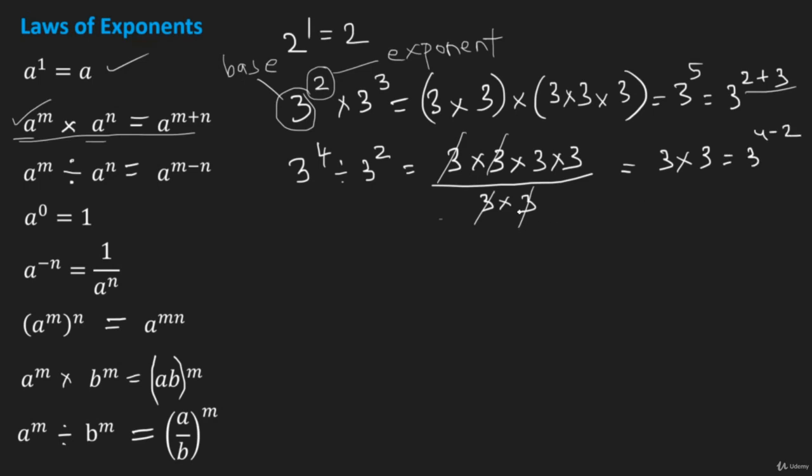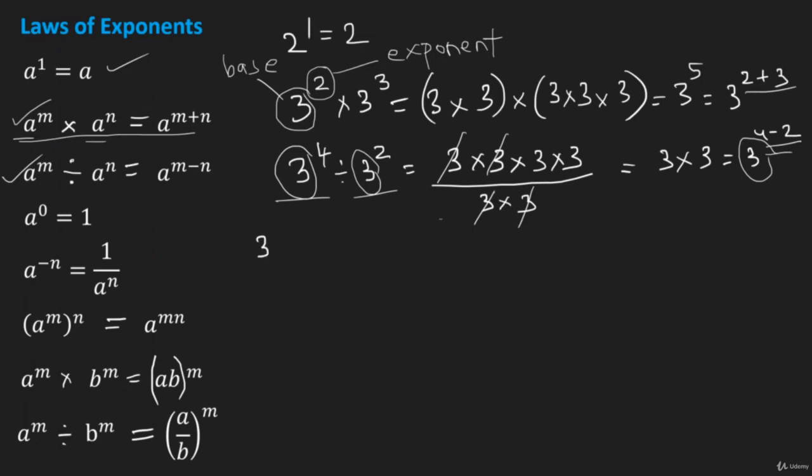Here also you can note that the base is the same. You have 3 as the base in this number and you have 3 as the base in this exponent. So the base is the same. So if you have a division operation to do and the base is the same, you keep the base as it is and subtract the exponents. Alright, that's the law over here.